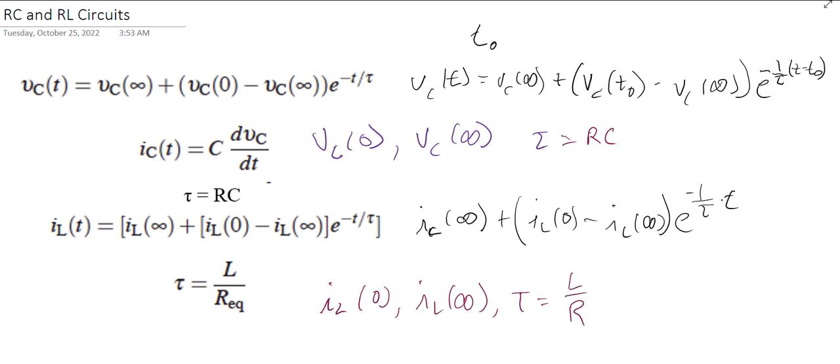And the R is the equivalent resistance of the circuit. It's the Thevenin equivalent resistance. And so what you do to find that is you short out voltage sources and you make open current sources, and then you look and see what the equivalent resistance is from the point of view of the capacitor if you're doing an RC, or from the point of view of the inductor if you're doing RL.